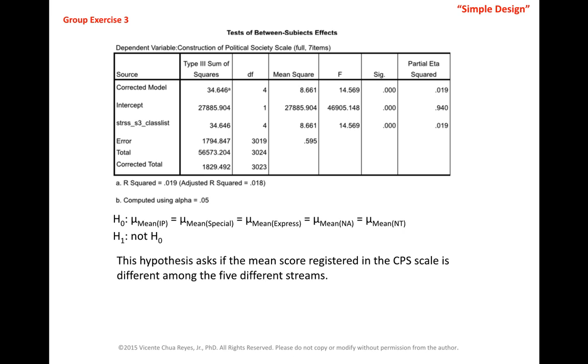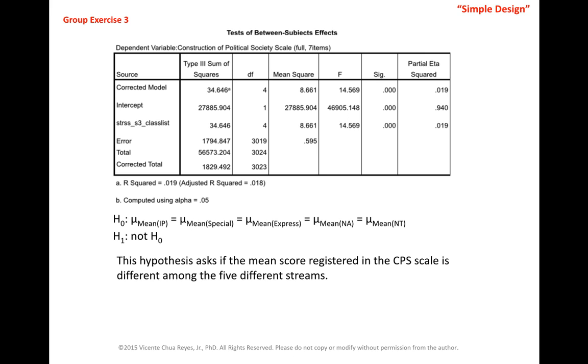That's represented by the H not O, mean IP is equal to mean special, equal to mean express, equal to mean NA, normal academic, equal to mean normal technical. There's no difference. Alternative hypothesis, H not 1, not HO. The hypothesis asks if the mean scores registered in the CPS scale is different among the 5 different streams. Can you tell what the result of the test of hypothesis is, since we've already done 2 iterations previously? Are the differences statistically significant?